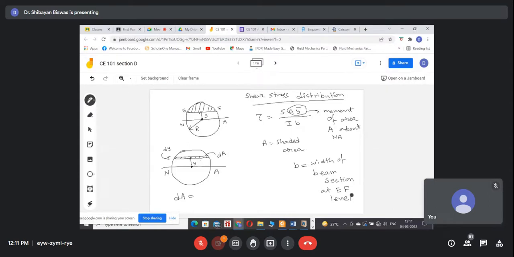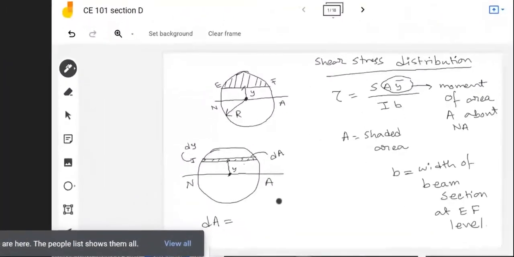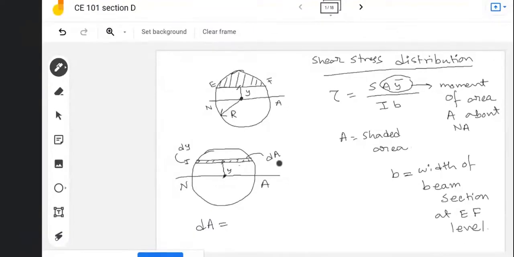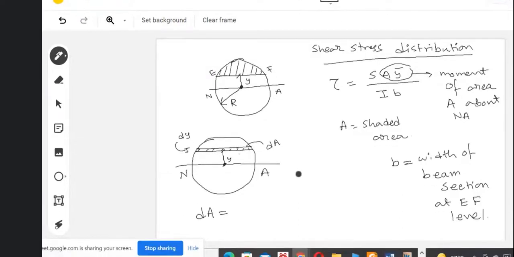If you can see in your notebook, last time when we did the rectangular section, we didn't have to think about the B, because the B was the same for the entire height of the rectangular part. So we were not even bothered where we would consider the B.